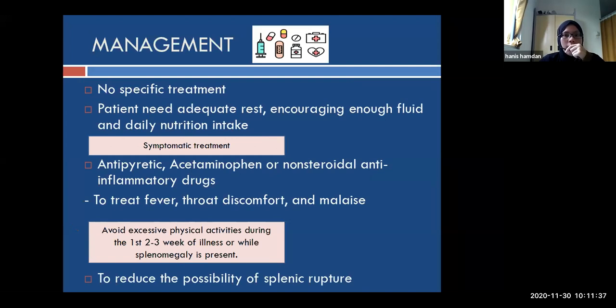Next is management. Actually, there is no specific treatment for infectious mononucleosis. But for the patient with infectious mononucleosis, we advise them to have adequate rest and encourage them to have enough fluid, drink a lot of water, and take a good daily nutrition intake. We can give symptomatic treatment to the patient, such as antipyretics, acetaminophen, or non-steroidal anti-inflammatory drugs in order to treat fever, throat discomfort, and malaise. The patient also has to avoid physical activities during the first 2 or 3 weeks of illness or while splenomegaly is present. This is in order to reduce the possibility of splenic rupture.